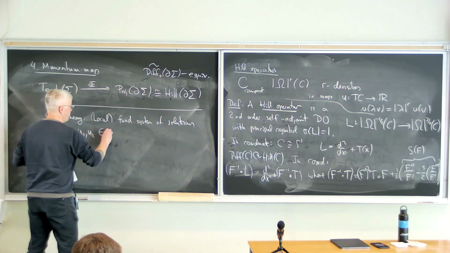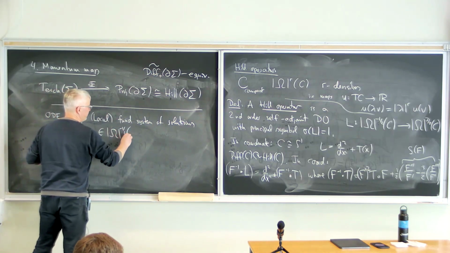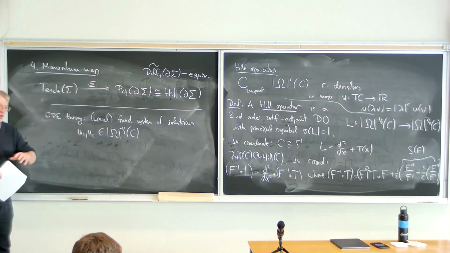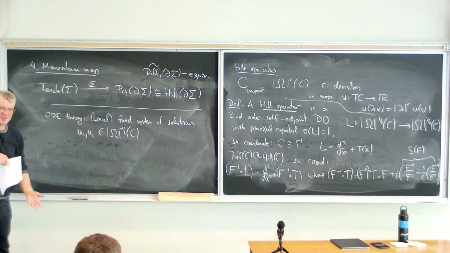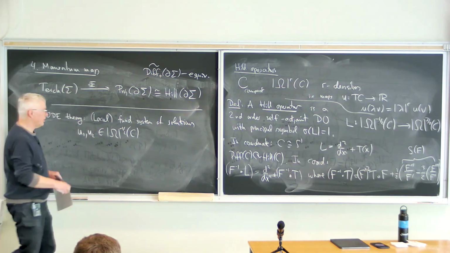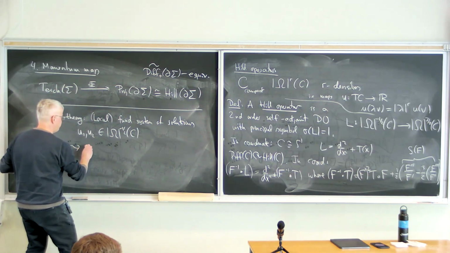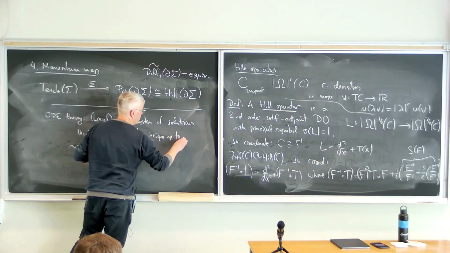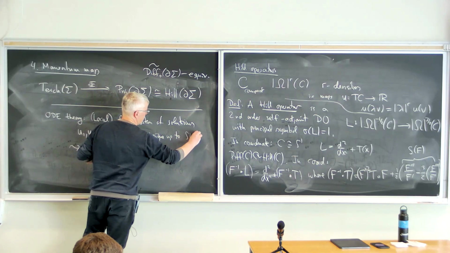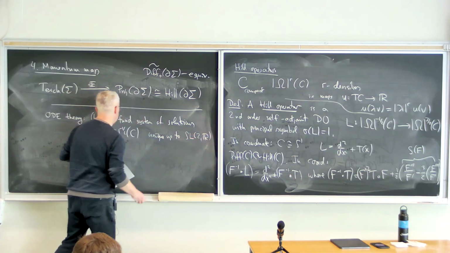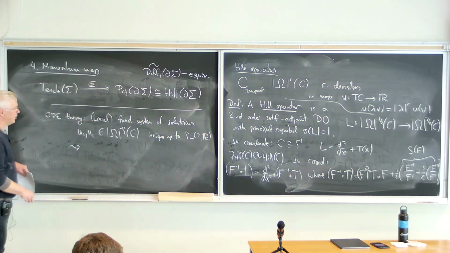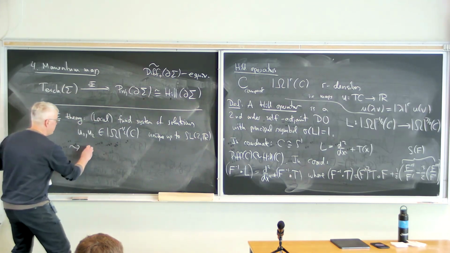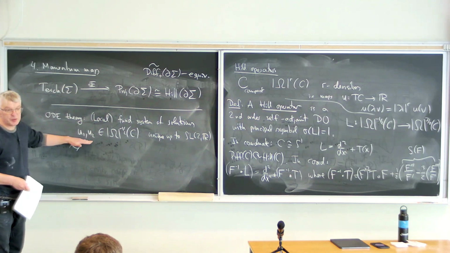U1, U2. So these are both -1/2 densities. So the local fundamental system of solution is going to be unique up to some constant rotation, unique up to SL2R. Okay, maybe I'm lying a little bit, but the point is you have this fundamental system of solutions.